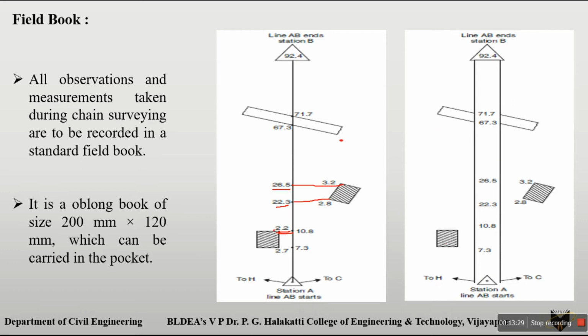Only the difference is in the recording of the distances. Here we have to write on the edges of the single line, but if a double line is there, we can write in between these two lines, as space is provided for entering the distances. These are the along the length distances. Okay, this is about the field book.